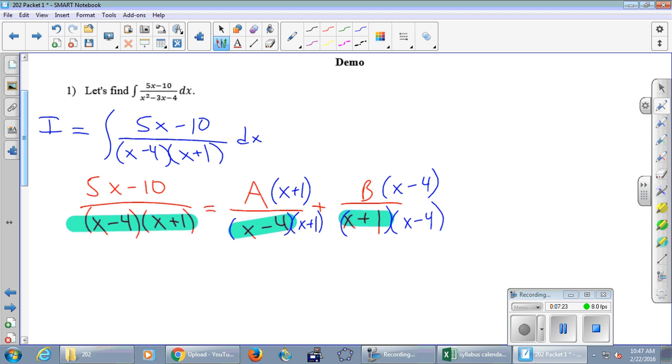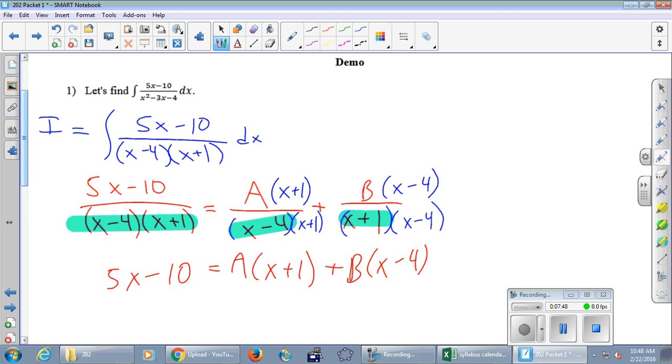So the next step is going to make some of you very happy because we're about to get rid of all the fractions. If we multiply both sides by x minus 4 times x plus 1, then all of these denominators just cancel out, yes? Okay, so then we'll copy down what's left. 5x minus 10 equals a times x plus 1 plus b times x minus 4. Right, we built all the denominators to be the same, and now they're irrelevant. If the denominators in that equation match up exactly, then the numerators have to match exactly.